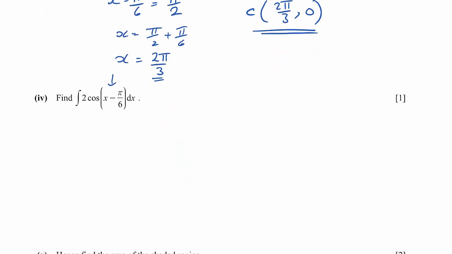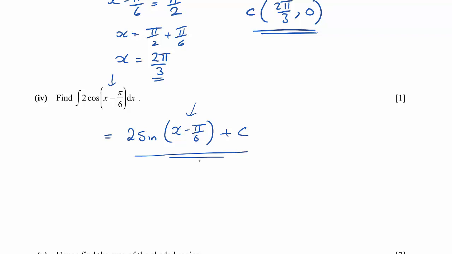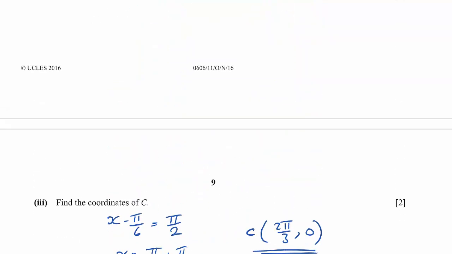So now we want to find the integral of 2 cos(x minus pi by 6). Well, cos integrates to sine, so it's just going to be 2 sin(x take away pi by 6) plus a constant. Of course, we would need to apply a sort of reverse chain rule, but the differential of the inside is just 1 anyway, so it would just be what I've written down here. And hence find the area of the shaded region.